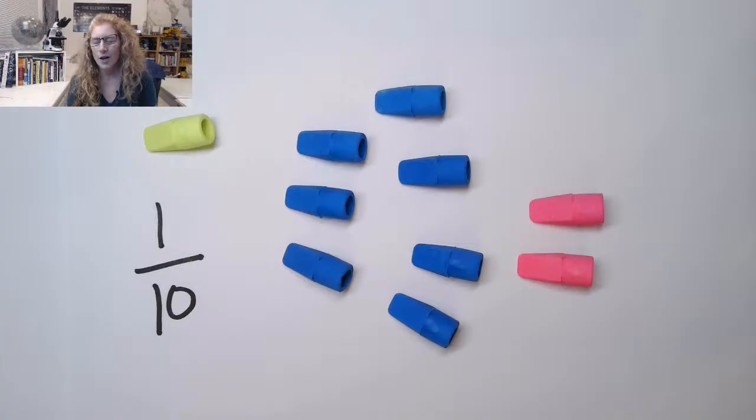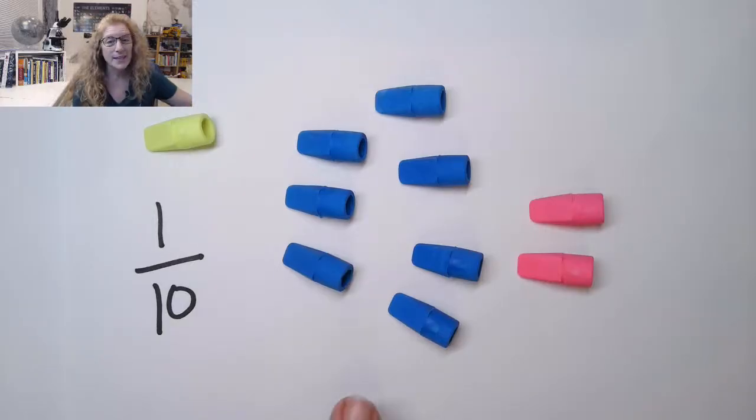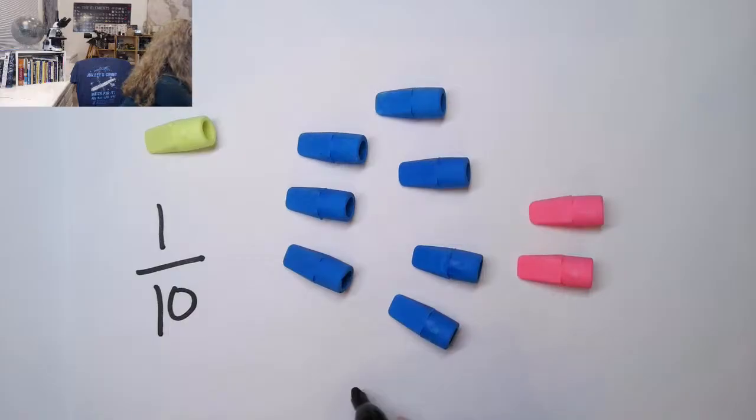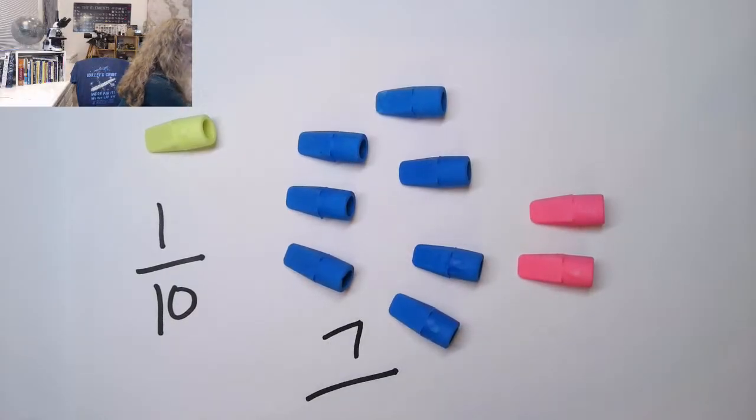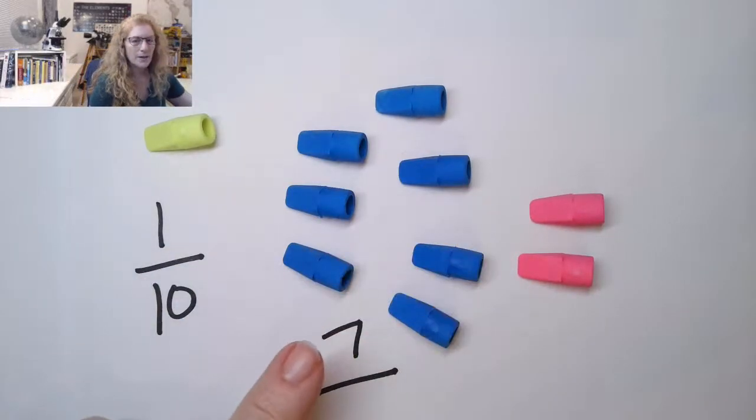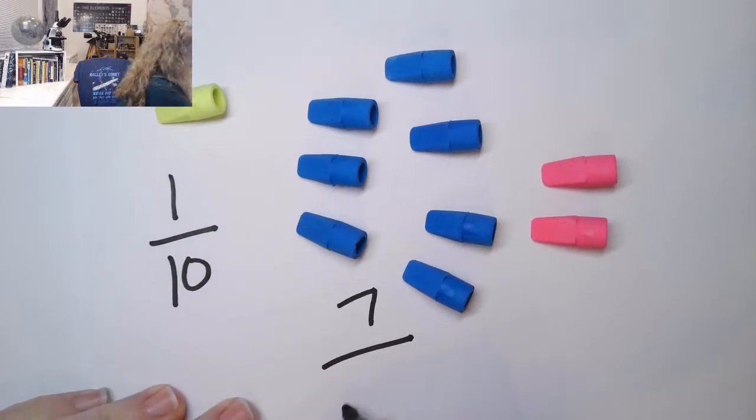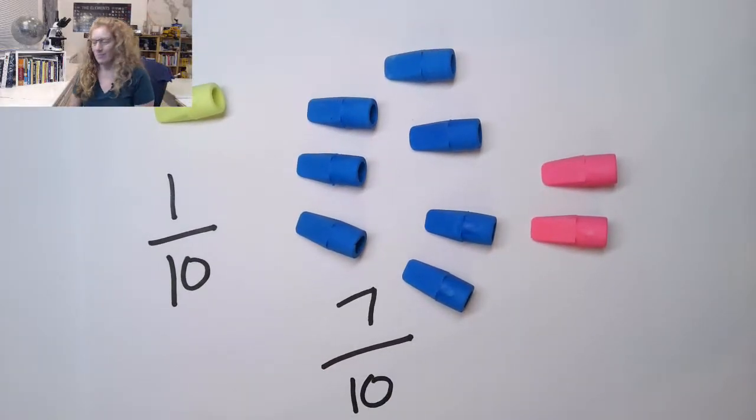What fraction of my total erasers are blue? Okay, still at the bottom is 10. That's right. Okay, what fraction? So don't just tell me 7. 7 tells you how many we're talking about, but how many make a whole? 10. All right. You think you're doing pretty good, huh?